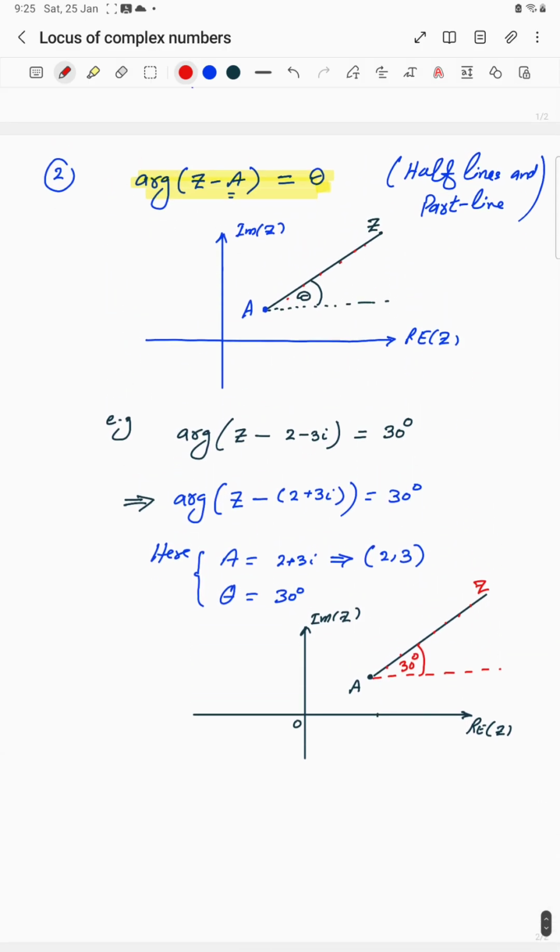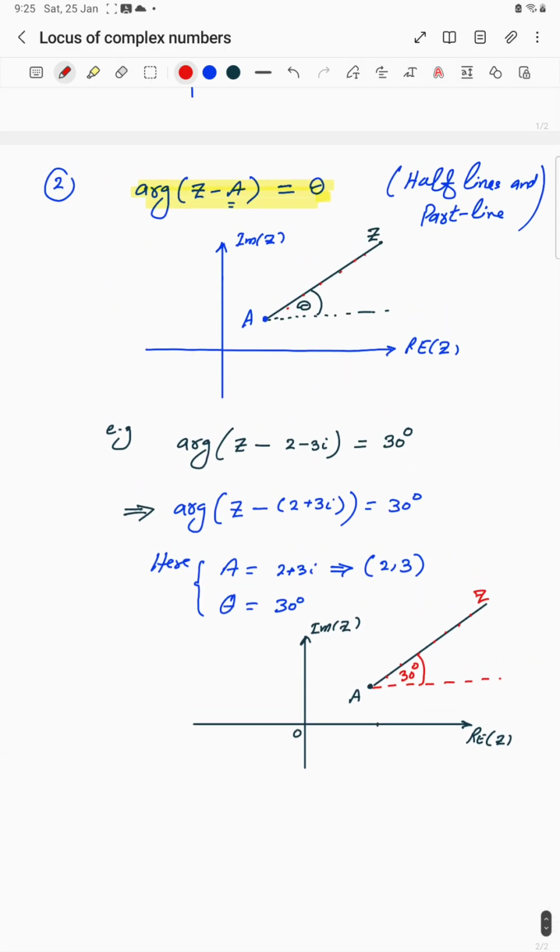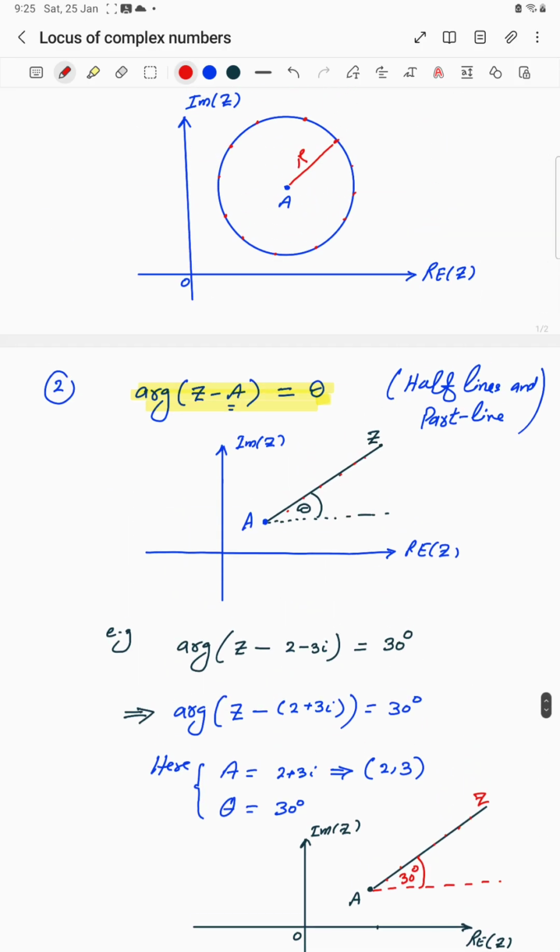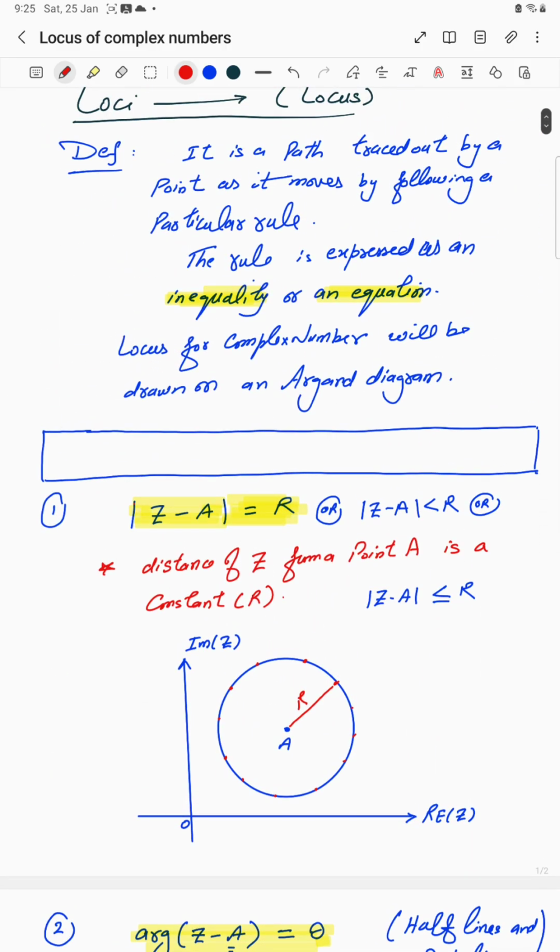I hope it is clear, because you need to be very strict about this concept. The first rule: z minus a, where a is a constant point. It means you always need to write the point that must be subtracted from z.